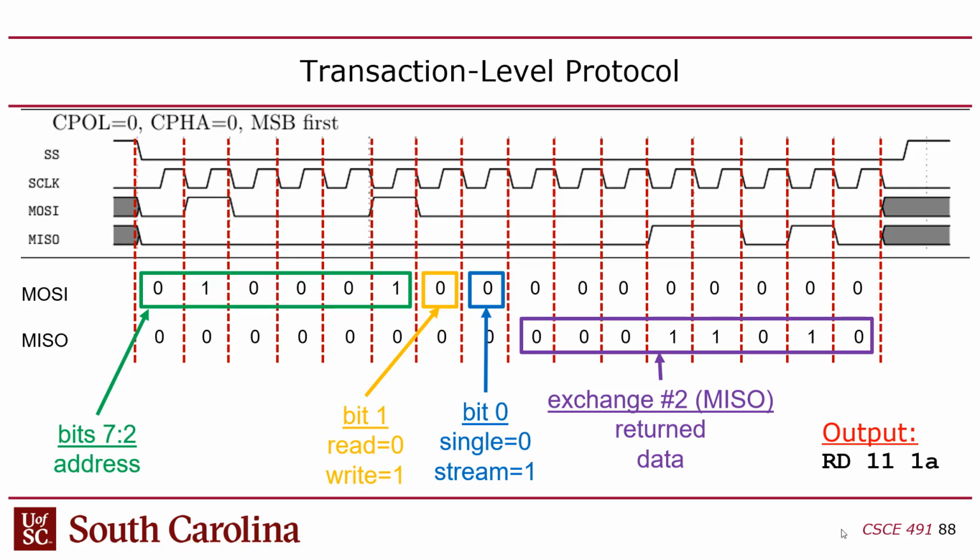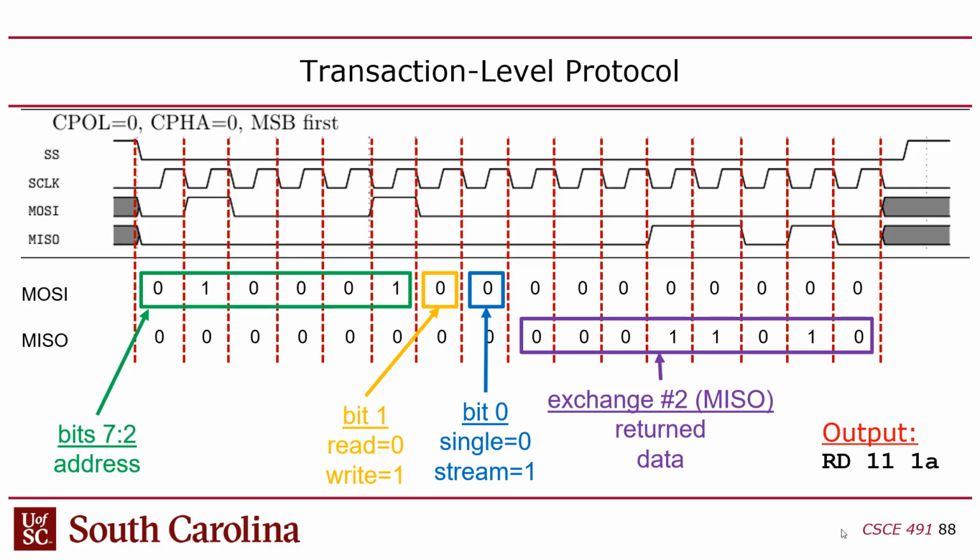And then, of course, you have the next 8 bits, assuming it's a single. Okay, this is a single. If it's a single, then the next 8 bits are going to be the data. So this is a read. I'm reading from address 17, I guess? Yeah, address 17, read, single. So that's the first 8 bits. The second 8 bits is the data coming back from the other side, the peripheral. Make sense?